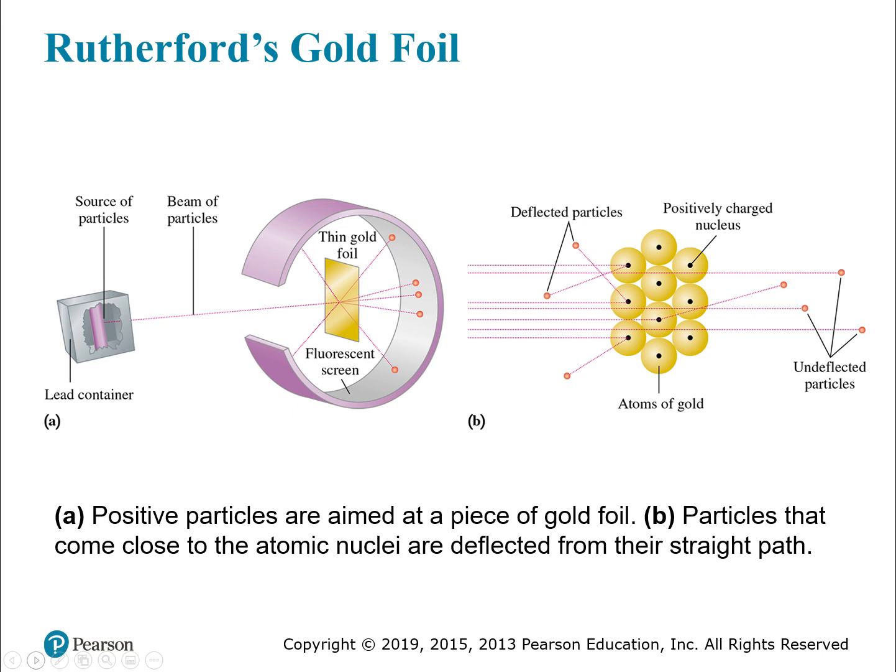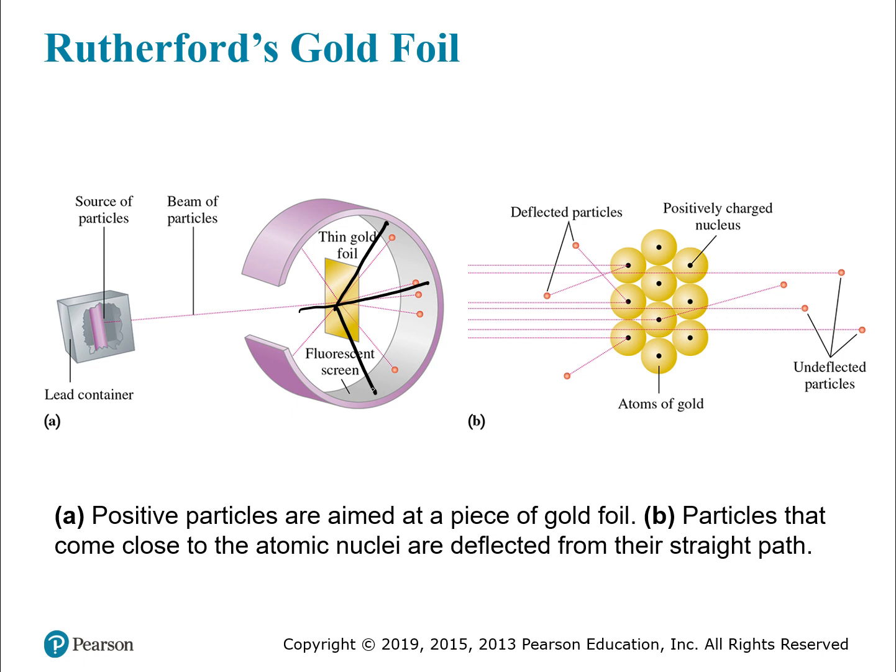He set up a source of particles, alpha particles to be exact, and he sent that beam through a thin foil of gold. There was a fluorescent screen for them to detect where the particles would hit. So if they went straight through the foil, then you can detect where it is. If it got scattered, then you would detect it somewhere else.